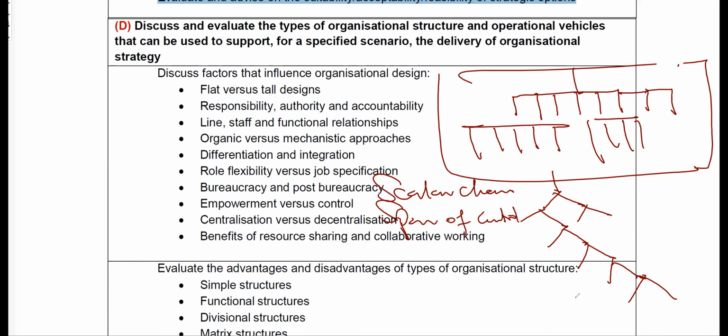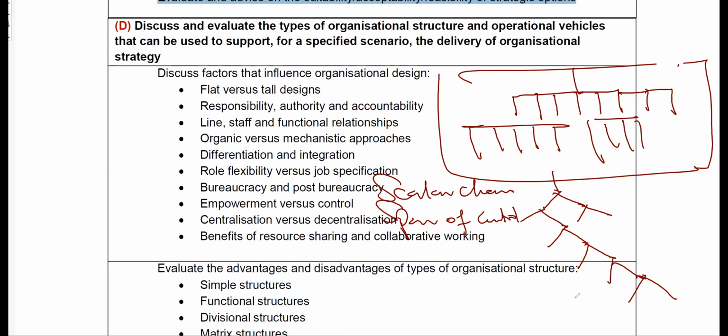Then you have to look at how responsibility, authority, and accountability flows within these organizational hierarchies. You have to look at the line organization, staff, and functional relationships. You have to look at organic versus mechanistic approaches. This is the contingent approach to organizational structure. Okay, so you have to know businesses which are in very fast environments, like the telecom industry. Every time things are changing, they mostly use organic structures. Then you look at stable environments, they use mechanistic approaches. Then we have differentiation and integration. You must understand it and how they fit into the organizational model.